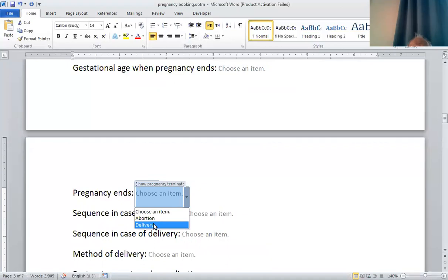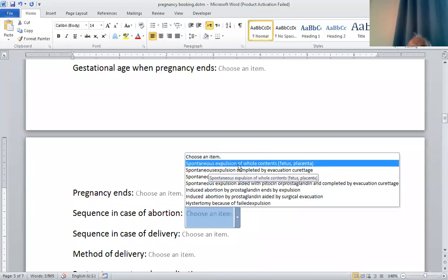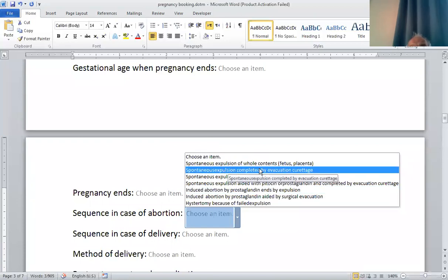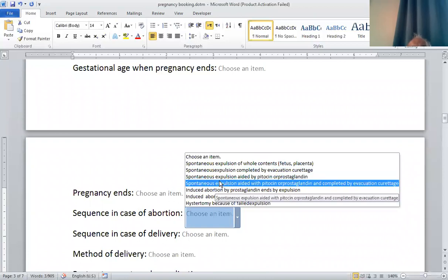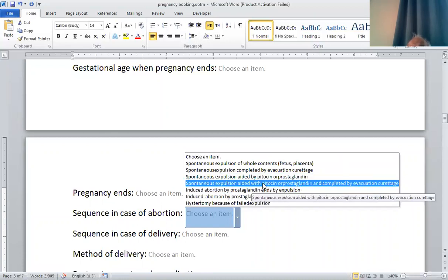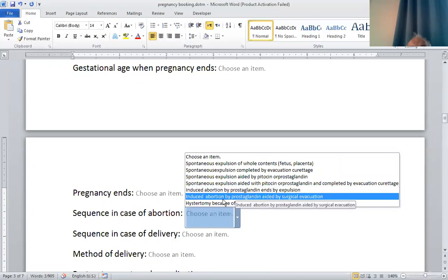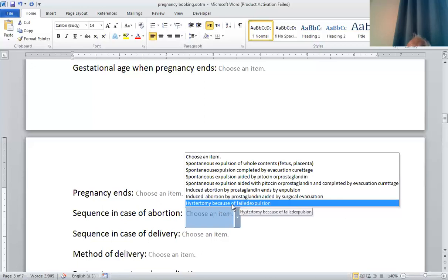in abortion or delivery. And then, in case of abortions, we have to specify: spontaneous abortion with expulsion of the whole content, spontaneous abortion completed by evacuation curettage, spontaneous expulsion aided by pitocin or prostaglandin, spontaneous expulsion with pitocin and prostaglandin completed by evacuation curettage, induced abortion by prostaglandin, and abortion by prostaglandin aided by surgical evacuation, and hysterectomy because of expulsion.